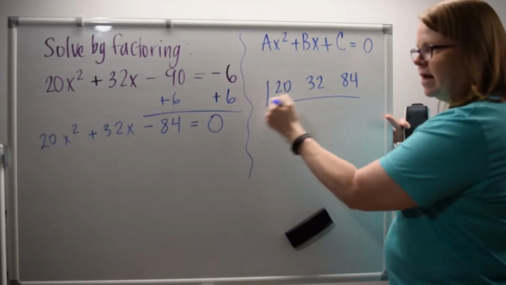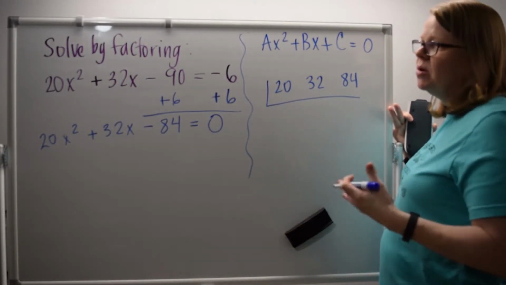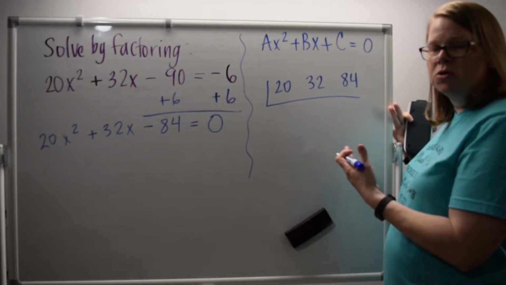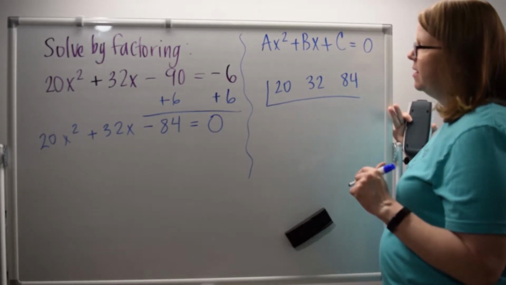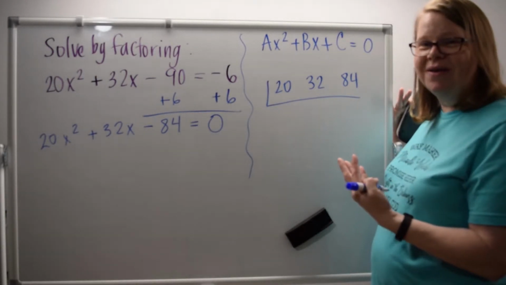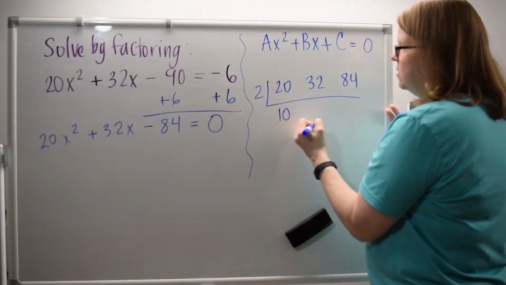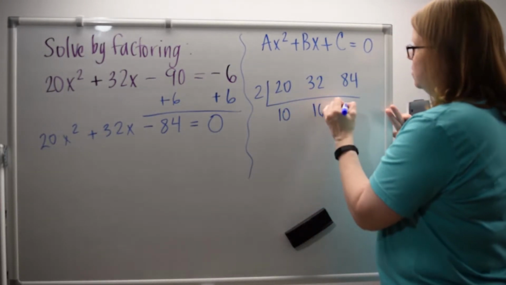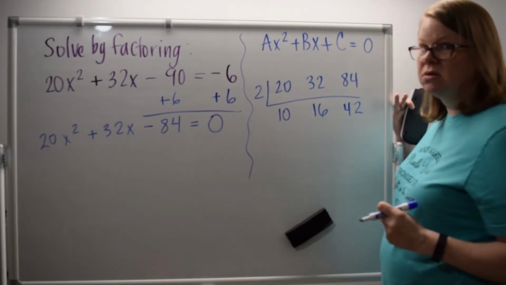I'm going to draw an upside down division sign, and I'm looking for what numbers will go into these numbers without a fraction or a decimal, no remainder, that kind of thing. So first things first, they're all even. So I know they'll all divide by 2. So 20 divided by 2 is 10, 32 divided by 2 is 16, and 84 divided by 2 is 42. Okay, so that makes the numbers a little smaller.